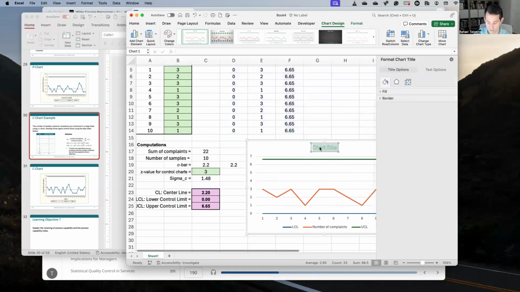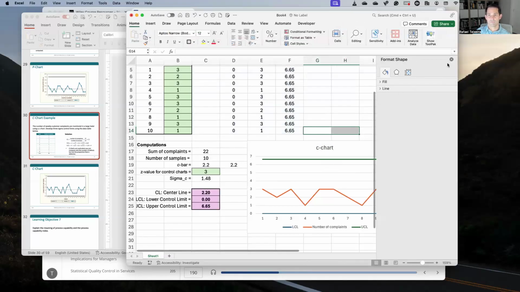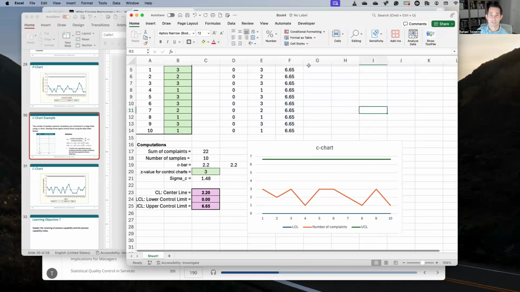I could again change it to C chart and then format as you want. That's it. That's how you construct a C chart.